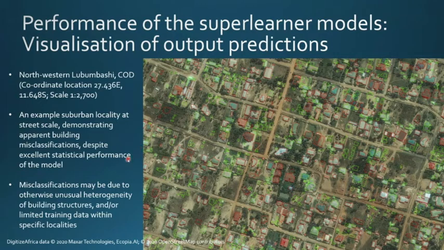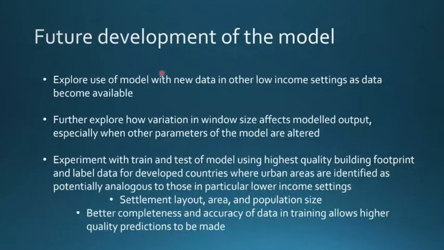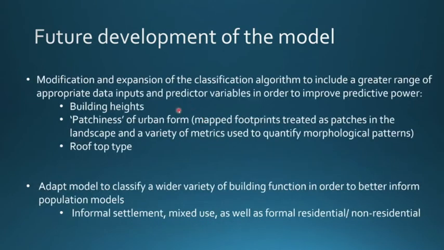And that leads me nicely to closing statements. In terms of developing the model in the future, we should explore use of the model with new data in new low-income settings as data becomes available, and in the existing settings as new data becomes available. We should also further explore how variation in the window size affects the model output, especially when other parameters of the model are altered. But these are the big main future developments.